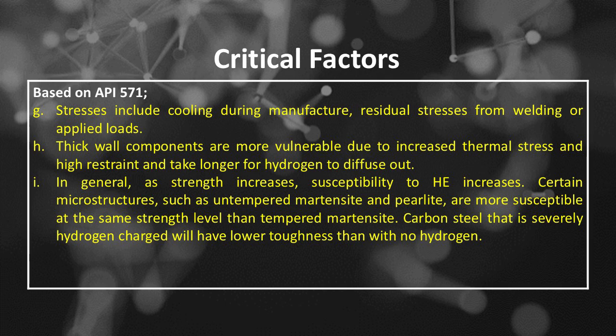Number H, thick wall components are more vulnerable due to increased thermal stress and high restraint, and take longer for hydrogen to diffuse out. Number I, in general, as strength increases, susceptibility to HE increases. Certain microstructures, such as untempered martensite and pearlite, are more susceptible at the same strength level than tempered martensite. Carbon steel that is severely hydrogen charged will have lower toughness than with no hydrogen.